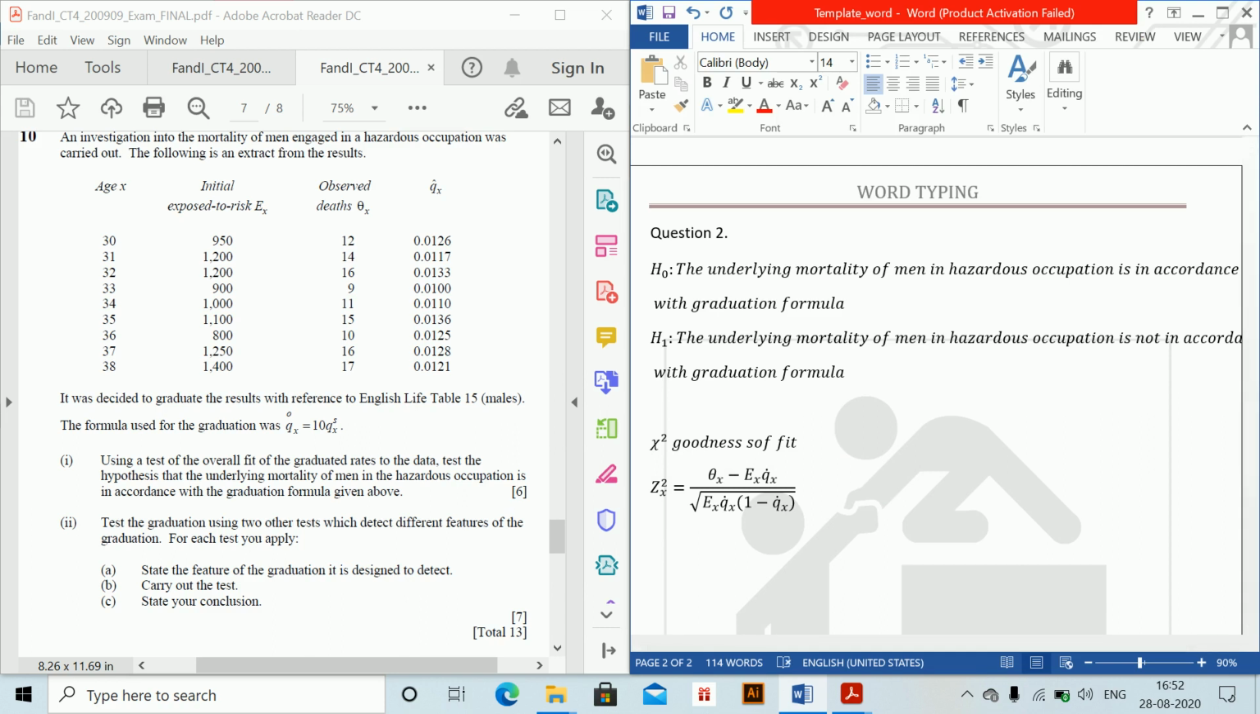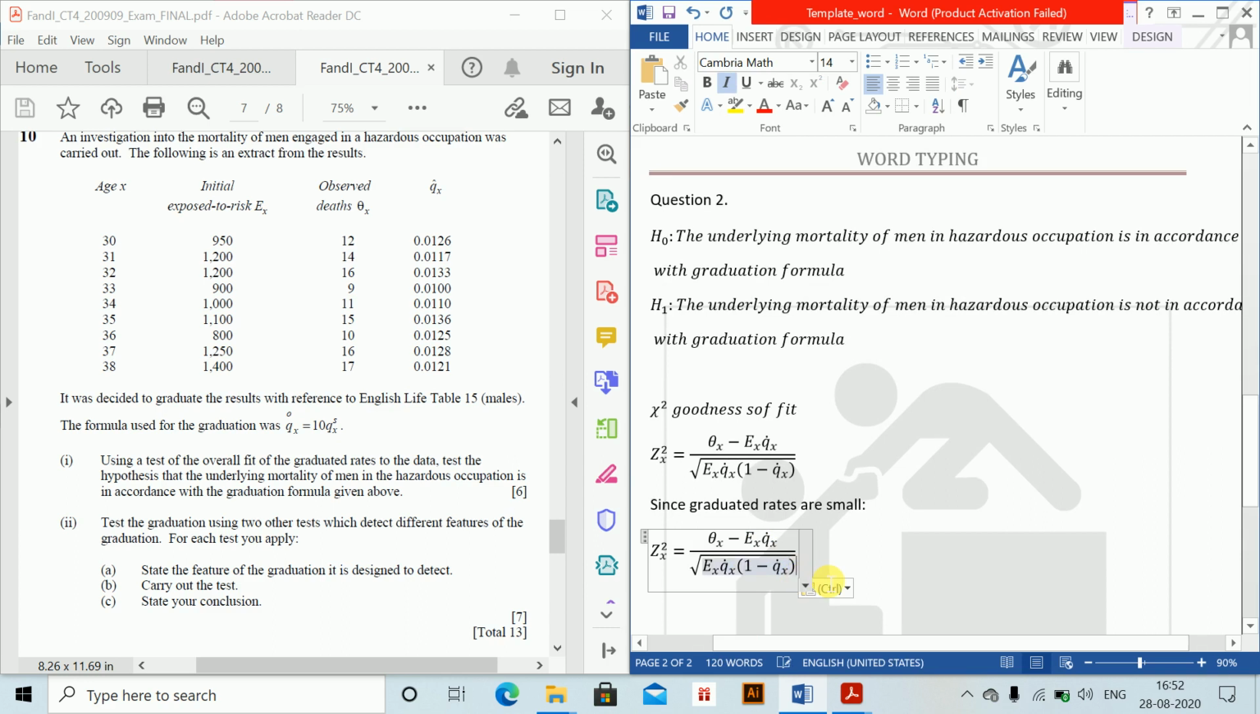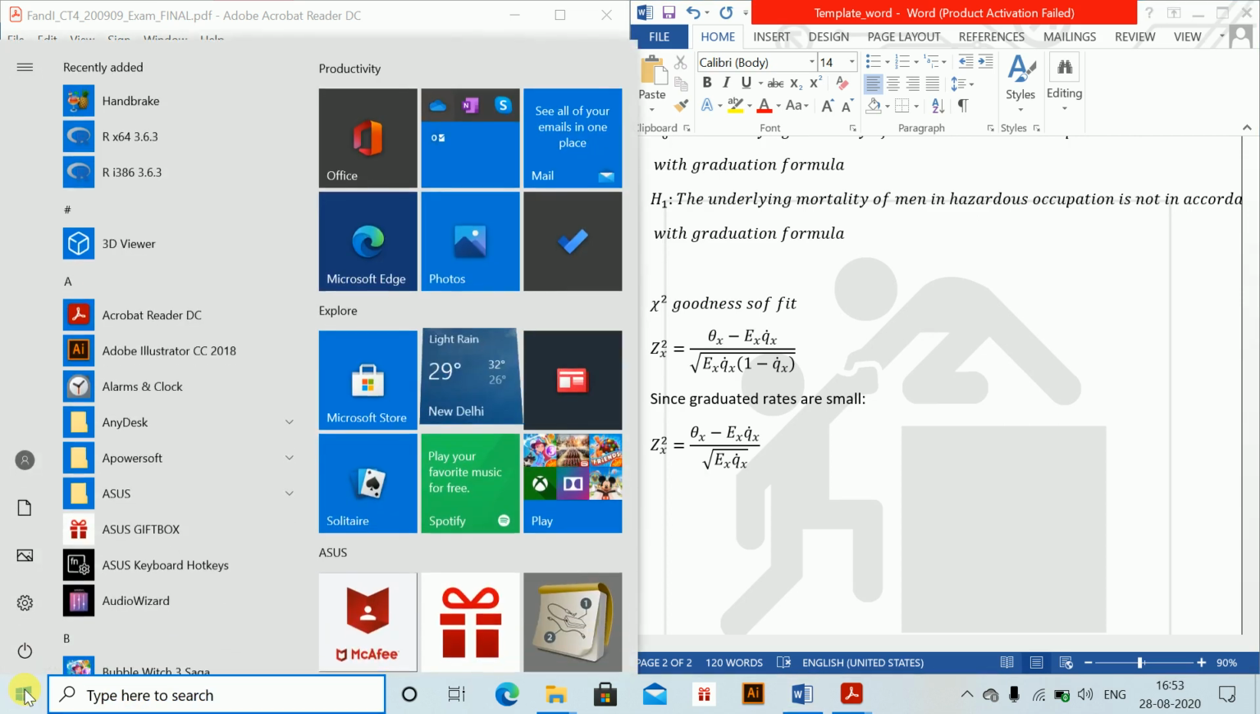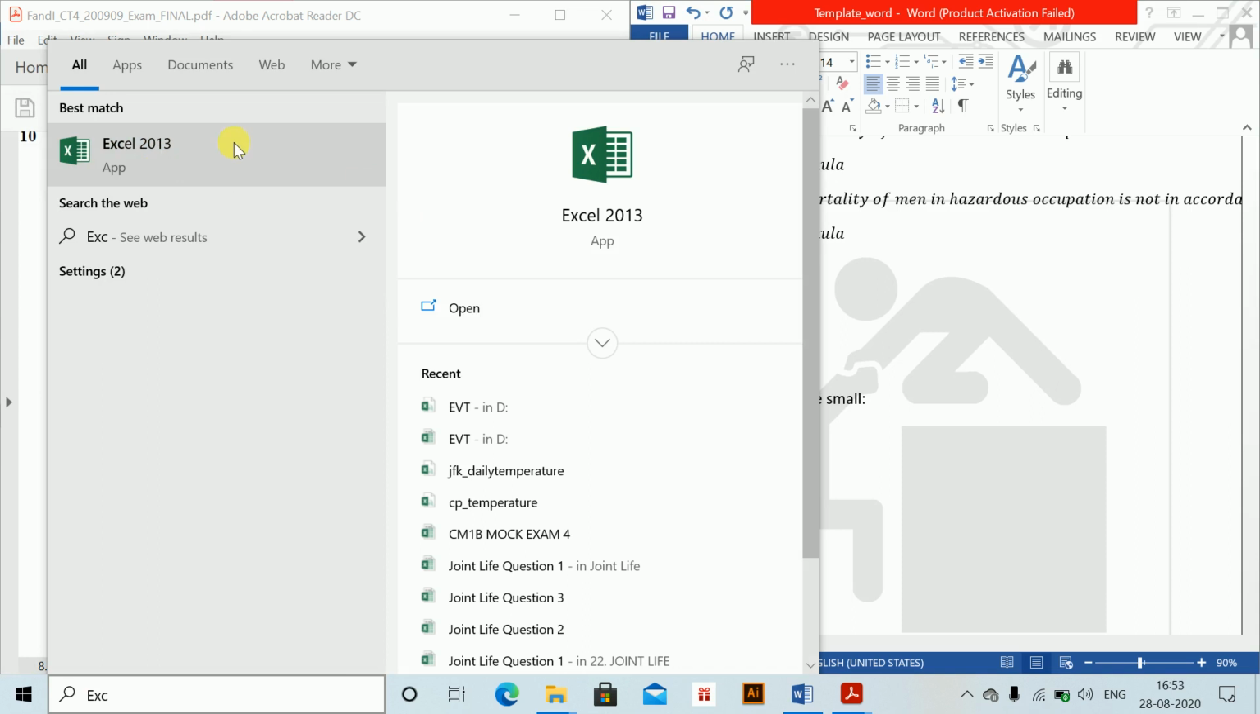Okay, since graduated rates are small, our z x squared formula becomes: just click on this and remove the portion you do not need. Okay, so this is the formula for us. Now we have to create a table. We do not have the E x times q dot x value. We have to calculate q dot x, that is 10 times q x s. Since I have to make a table of theta x, q dot x, E x times q dot x and then z x, I will make that in Excel and then bring that to Word. Okay, it is easier to make tables in Excel.